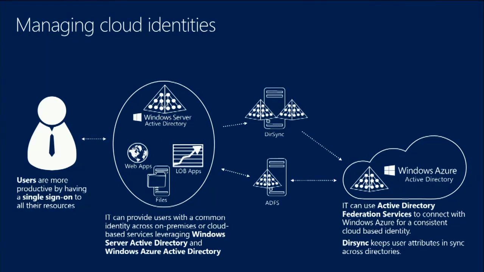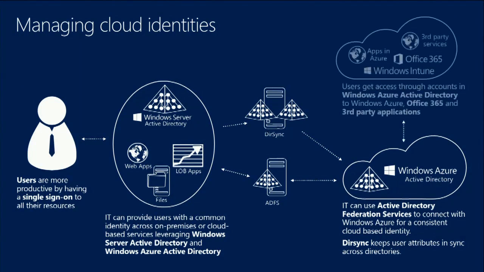There's also the DirSync capability. We've included this for Office 365 users, and it's been available for a while. It does a sync that automatically keeps all of the properties that you chose to copy up to Azure Active Directory in synchronous fashion with the Active Directory that you have on the backside.